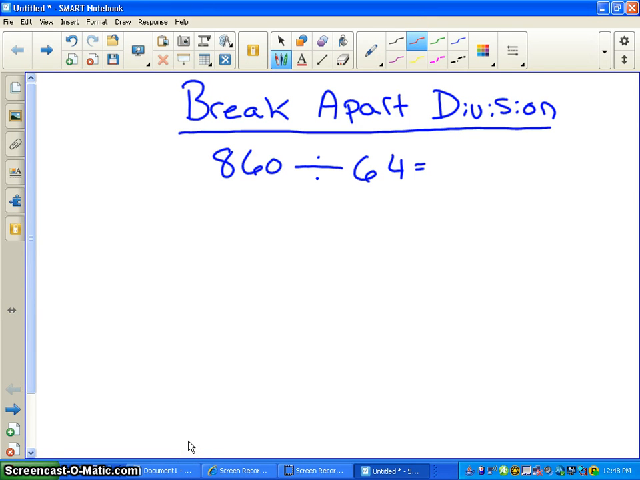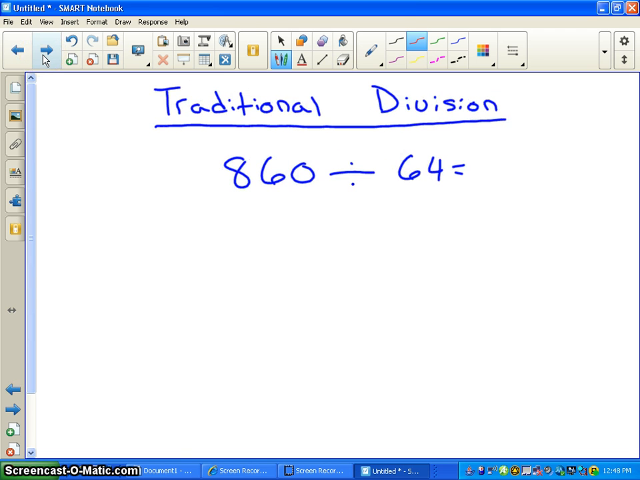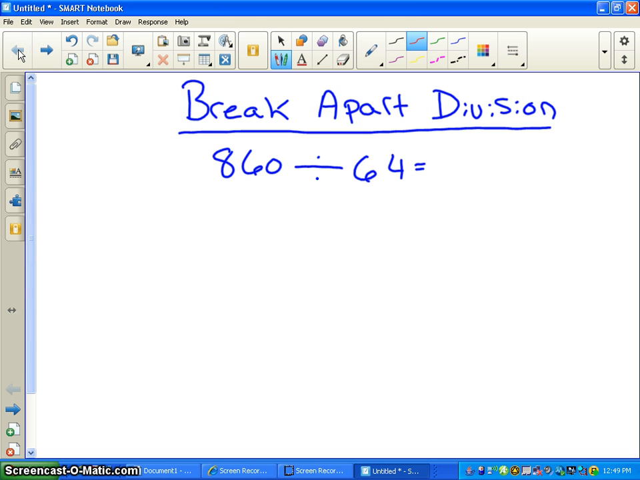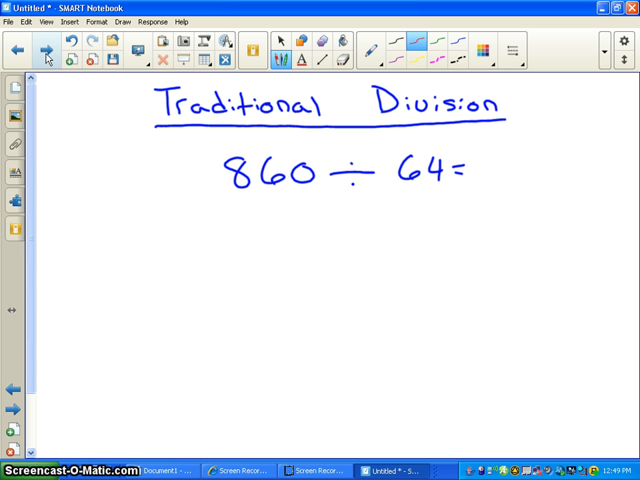Welcome to this lesson on division using both break-apart division and traditional division. It is beneficial for you to know both ways of doing it because each way is easy in certain situations. For example, this problem, 860 divided by 64, is good for both ways, but you're going to find certain problems where break apart is going to be a lot easier, and there are going to be certain times when traditional division is easier. So you need to know both ways.